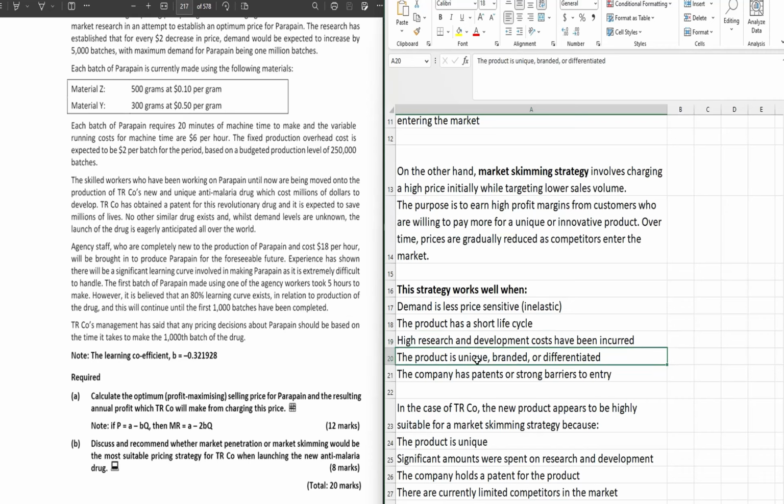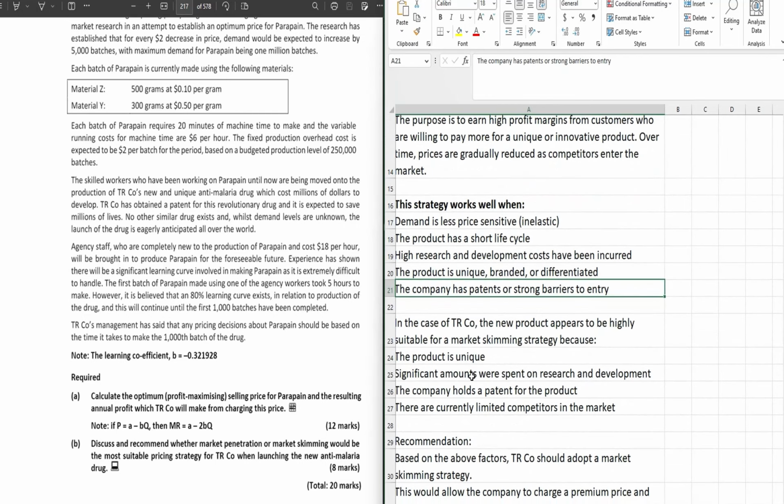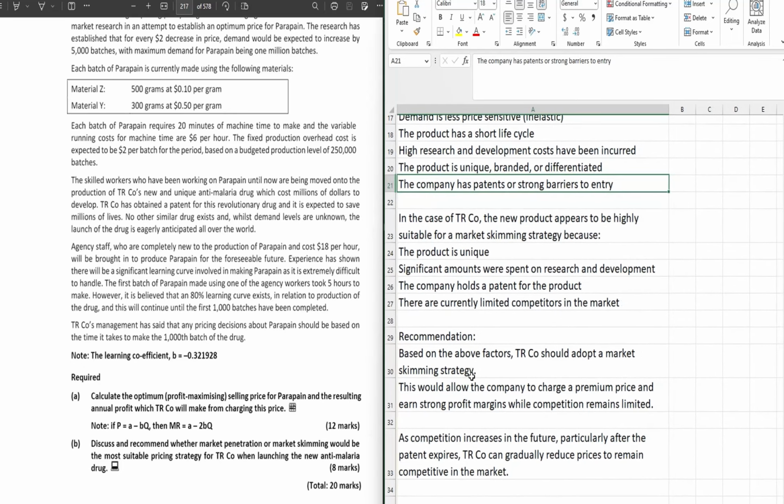Now next, the product is unique, branded or differentiated, and the company has a patent or a strong barrier to entry. So this is a condition or situation where the market skimming strategy will be suitable. So this is about the discussion part. Now the question asks you to recommend, right? For the recommendation, I have also added a few more lines.